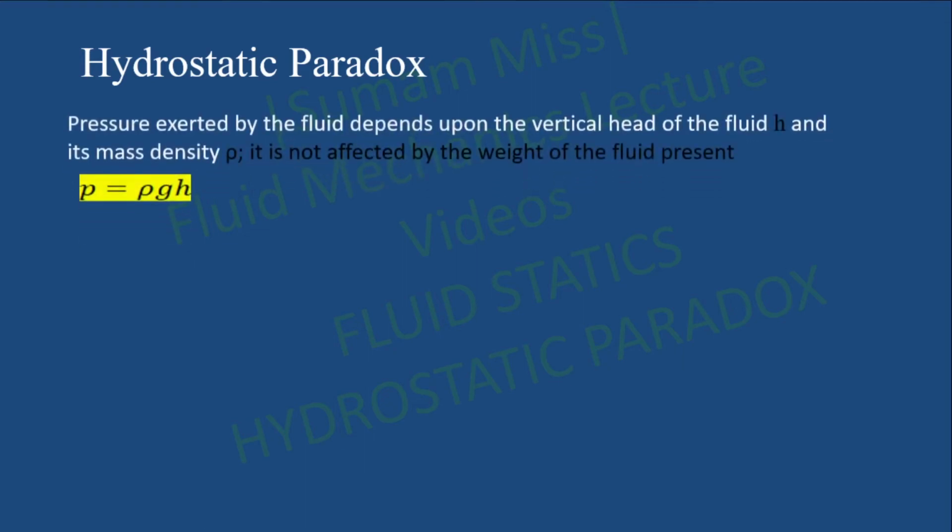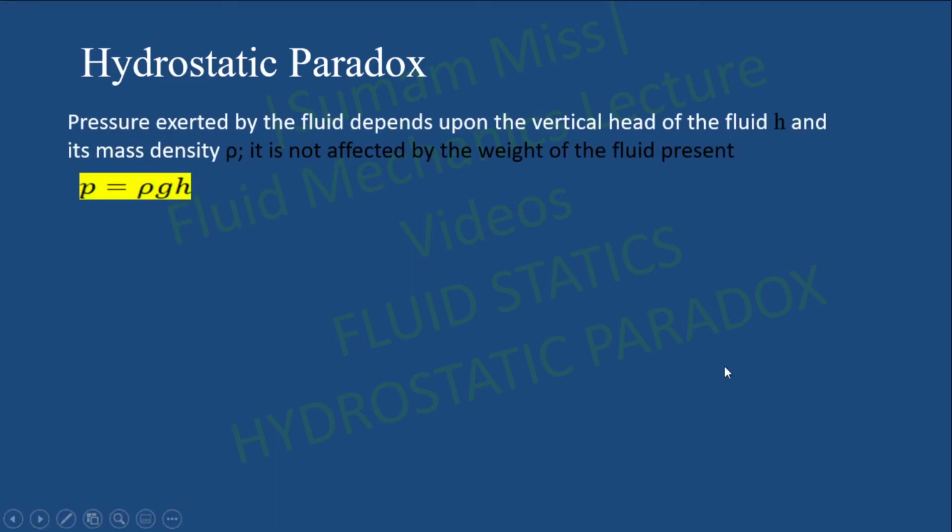Now let me explain what the hydrostatic paradox is. Before going to the discussion of the hydrostatic paradox, let us start from the definition of the hydrostatic law. The hydrostatic law states that pressure at any point in a static mass of fluid depends upon its position with respect to the free surface and the mass density rho. It is not affected by the weight of the fluid present. So P equal to rho g h, that is called the hydrostatic law.